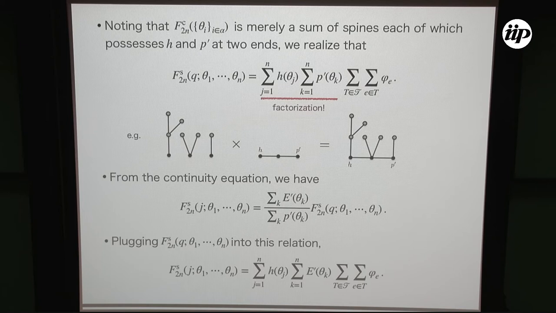And then we can transform this into the symmetry form factor for the current. If you notice that from the continuity equation, we have this kind of nice relation between the symmetry form factor for the density and that for the current. So by simply plugging this expression into this relation, you immediately see that we have a nice expression similar to this for the current as well. So this is the expression we have.